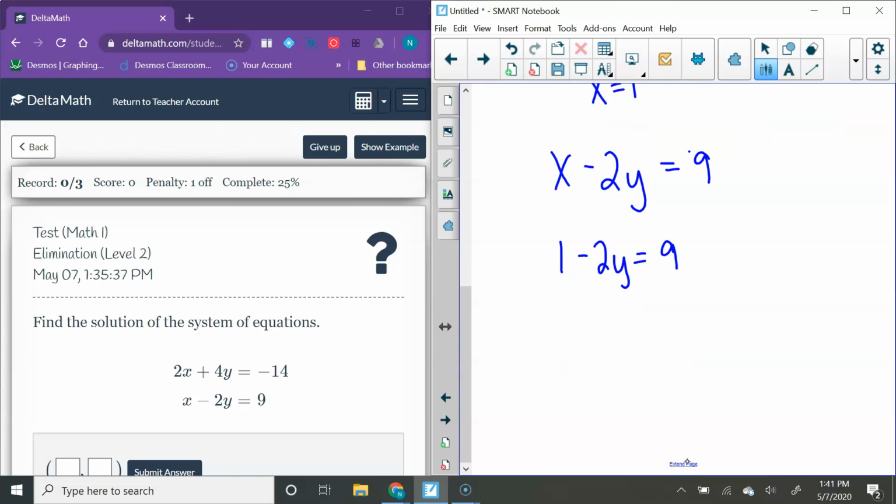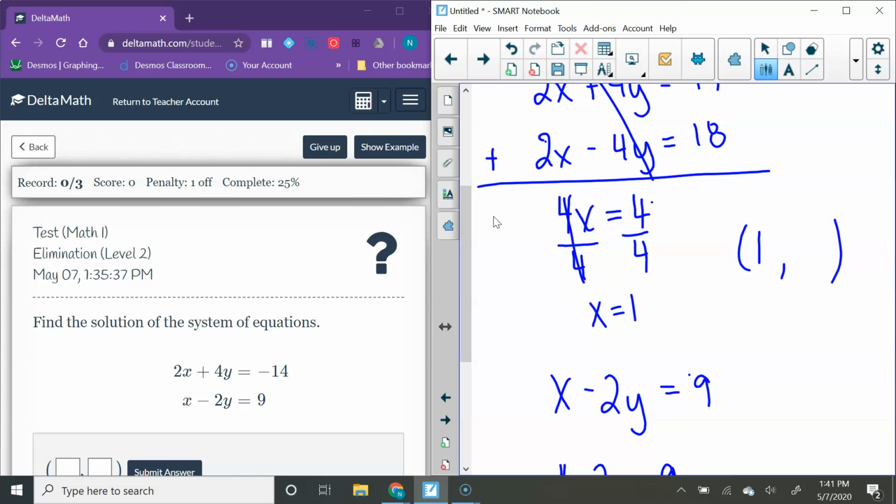And we're just going to solve that simple equation. So subtract 1 from both sides. So negative 2y equals 8. And then divide by negative 2. And so y equals negative 4. So back up here, I've got an x-coordinate of 1. I've got a negative 4 for my y. So let's type that in and see if it's right.